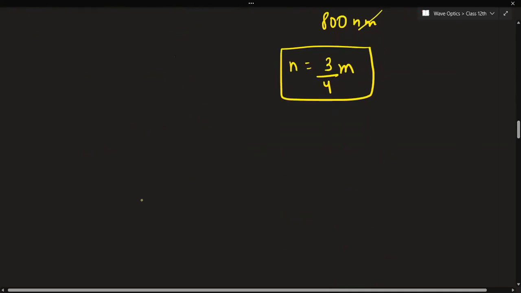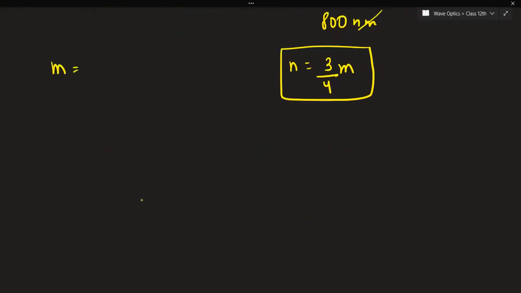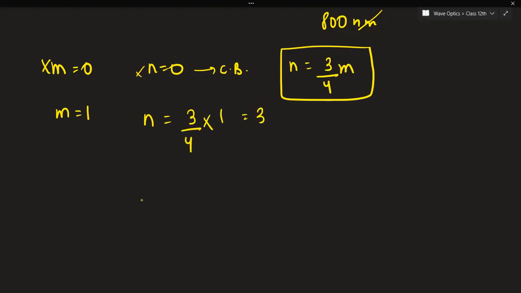So if I choose the value of m as 0, I get n as 0. This is only possible for the central bright fringe. So m cannot be 0 and n cannot be 0 definitely. The next number becomes 1. If we put m as 1, we get n as 3 by 4 into 1, that is 3 by 4. So m can be 1, but can n ever be 3 by 4?